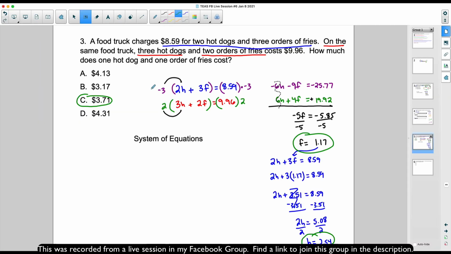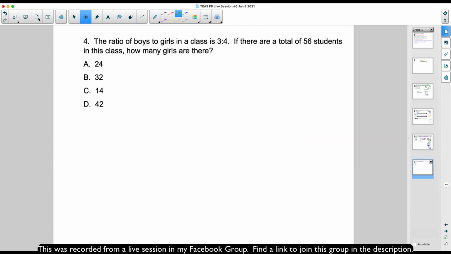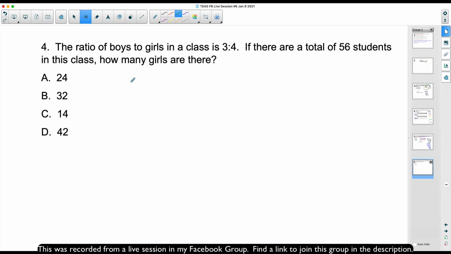All right, fantastic. So now, y'all, last one here, ratios word problem. I bet this is going to get some of you. So check this out. Number 4, be careful. The ratio of boys to girls in a class is 3-4. Now, what this means, boys, 3, girls, 4. This ratio 3-4 means there's going to be 3 boys for every 4 girls. Now, if there are a total of 56 students in this class, how many girls are there?